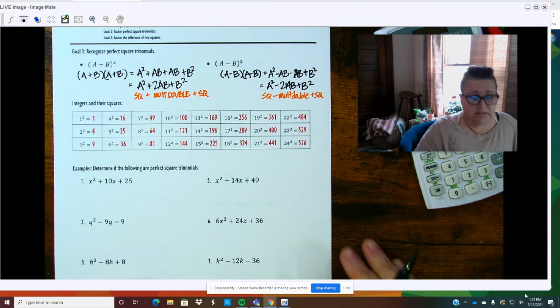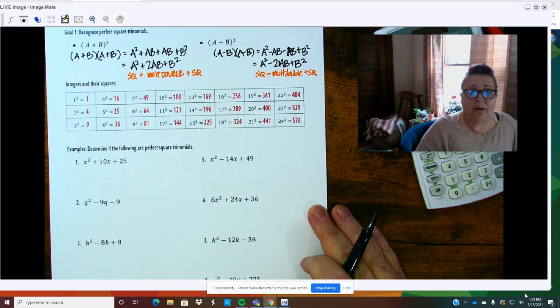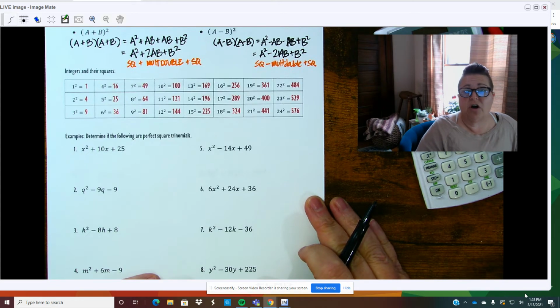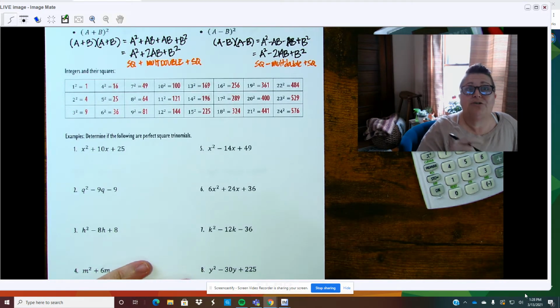All right. So we're only going to determine yes or no, are these perfect square trinomials? So the problems on this particular front page, all we're going to do is determine if it is a perfect square trinomial or not. If it is not, then we want to know what is messing it up. What is it about that trinomial that makes it not a perfect square trinomial?